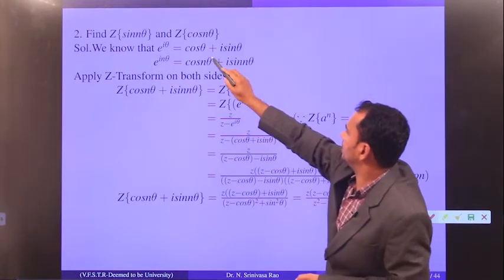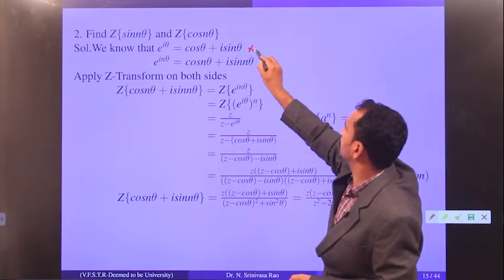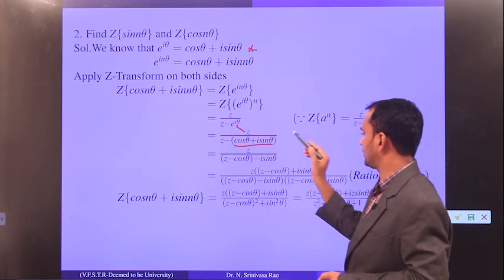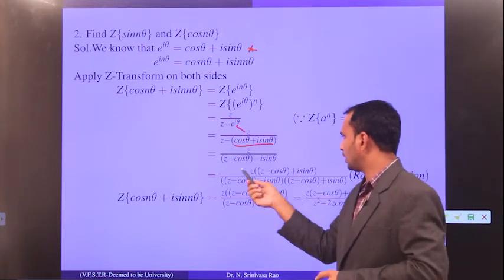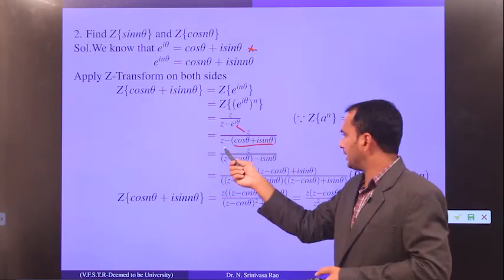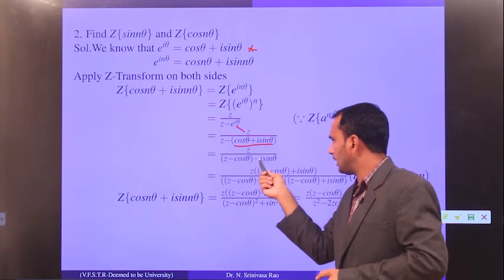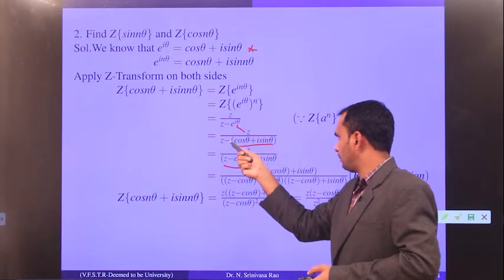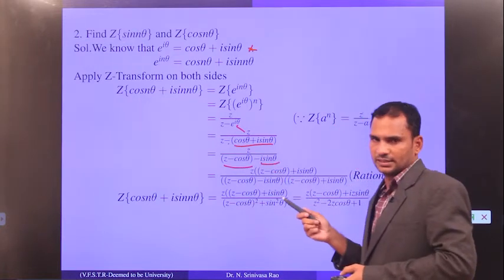Next, you again substitute what e power i theta is. We already know e power i theta is cos theta plus i sin theta, and the same thing we have substituted here. Now I have separated the real part and the imaginary part. So Z minus cos theta is the real part, and minus i sin theta is the imaginary part.